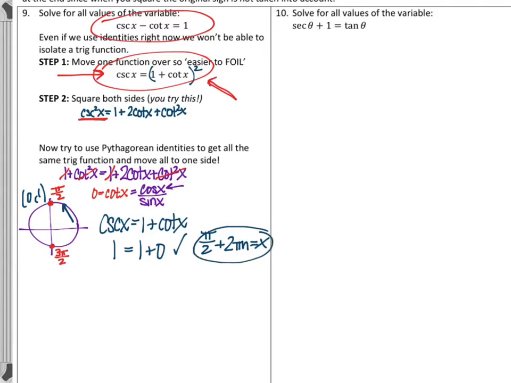And let's do the same thing for 3 pi over 2. That would be our coordinate, 0, negative 1. So cosecant is going to be negative 1, but cotangent is 0. That guy doesn't work. And again, when we squared that cosecant, we didn't take into account the signs originally, so that would be an extraneous solution for us.